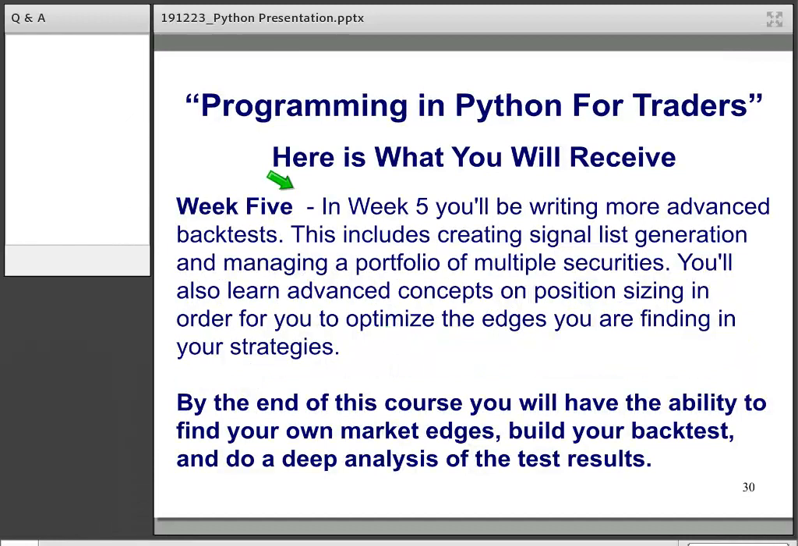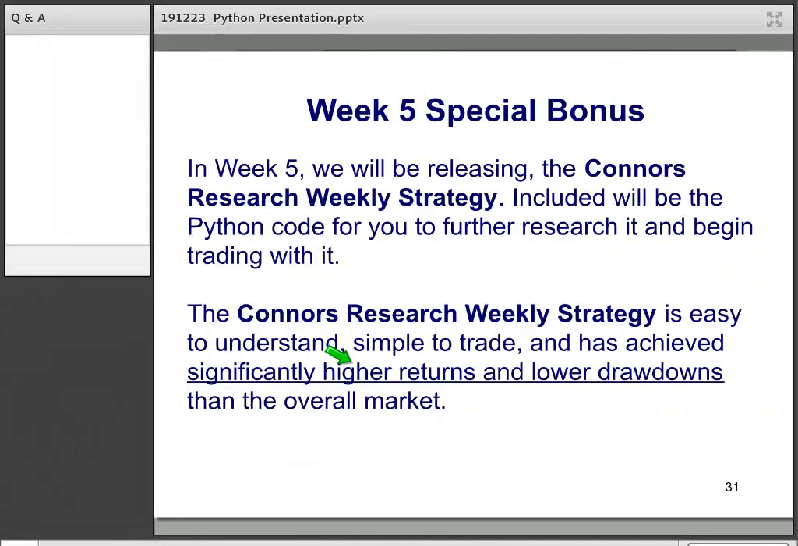Okay, and then we go to week number five. You're going to be writing more advanced backtests. This includes creating signal list generation, managing a portfolio of multiple securities. You'll also learn advanced concepts in position sizing in order for you to optimize the edges that you find in your strategies. By the end of the course, you're going to have the ability to find your own market edges, build your backtest, and do a deep analysis on the test results.